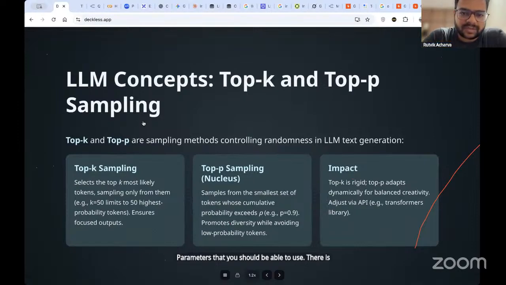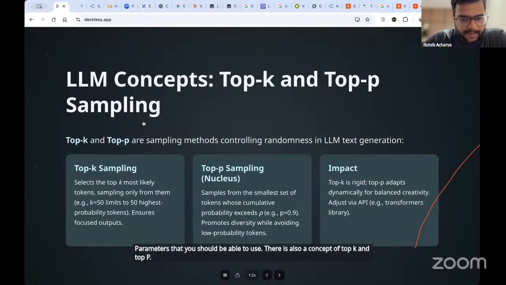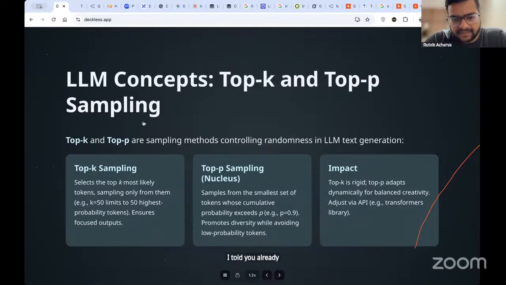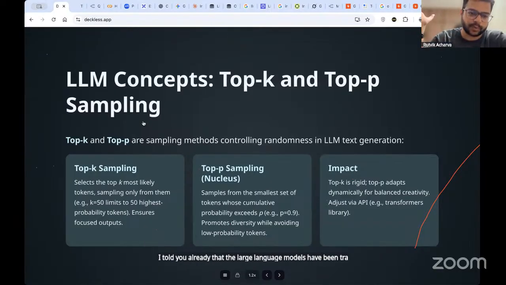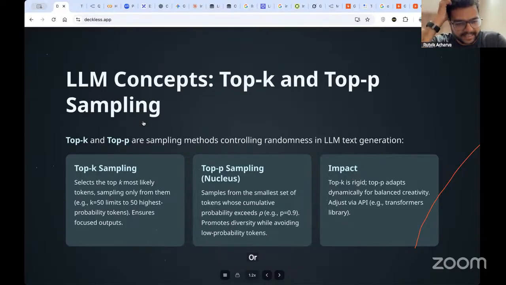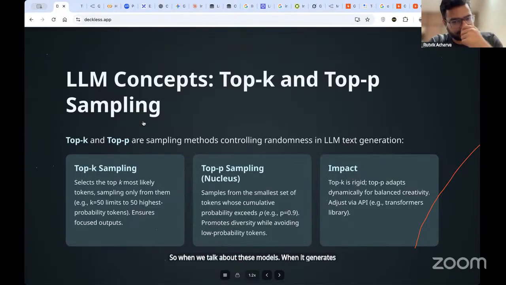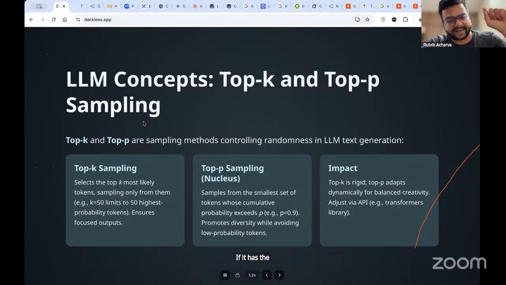There is also a concept of top K and top P sampling. I told you already that the large language models have been trained on everything in the world, or whatever is freely available at least, right? So when these models generate the next token, if they have the option to generate the next word from say 10,000 different words, the output could be not very useful, not very accurate, and so on, right? So what we really want to do is control it to something very specific.